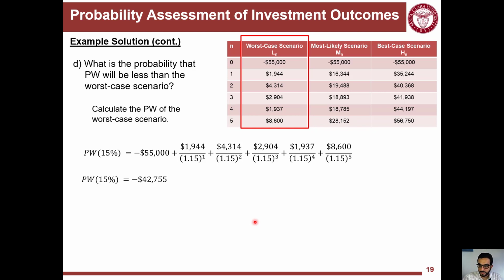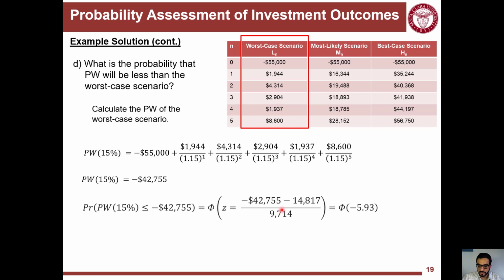This is just the cash flow calculation here for that worst case scenario using 15% discounting, and that's the value we end up with. It's negative, of course, because it's a worst case scenario. You have very small values of revenue here. So your probability that the present worth will be less than negative that amount will equal the z probability when z is equal to this formula. Now we're normalizing this value to be negative 5.93.